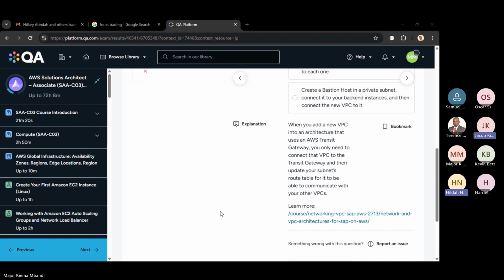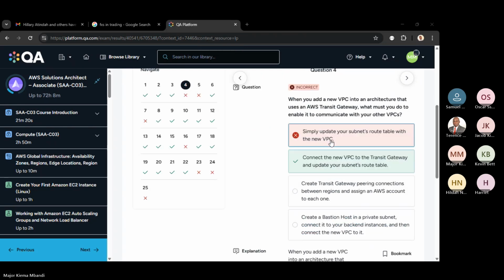When you add a new VPC into an architecture that uses an AWS Transit Gateway, you only need to connect that VPC to the Transit Gateway and then update your subnets route table for it to be able to communicate with your other VPCs. Okay, thank you. I've pasted the link for the reference if someone needs further reading. So let's move to the next one.